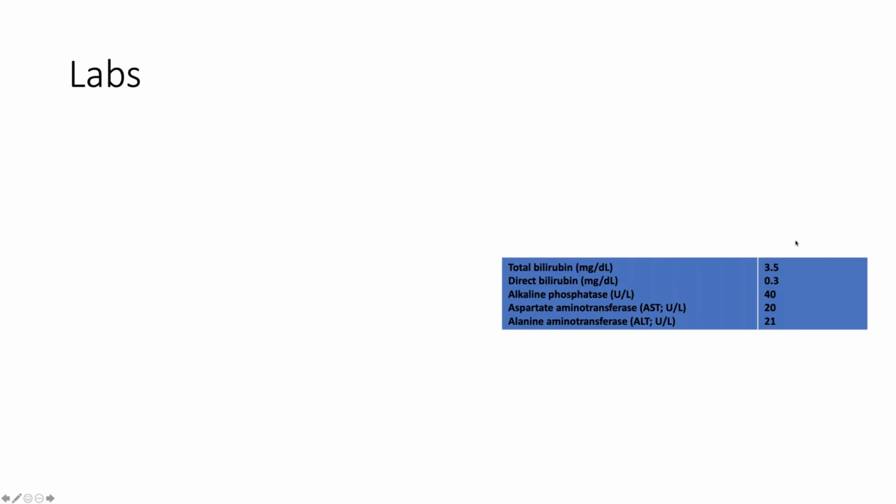Good. All right, so let's talk about some of these labs. Let's try and dig into this. So Claudia, what does direct bilirubin actually refer to? So you've got total bilirubin and direct bilirubin. What does it mean to say direct bilirubin? Is that conjugated bilirubin? That is conjugated. It refers to the conjugated bilirubin.